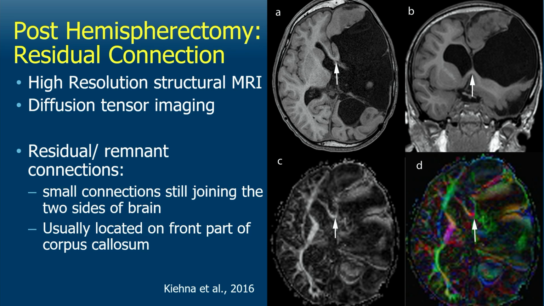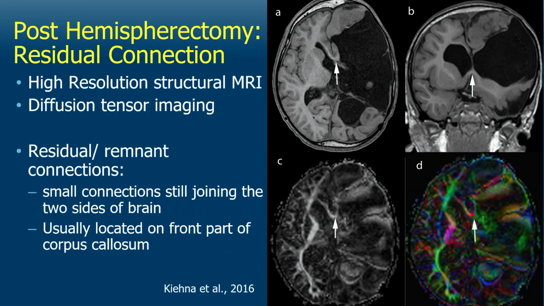The top two images are structural MRI in a child who has had hemispherectomy on the left side of the brain. The bottom two images are what we call FA maps that are acquired from diffusion tensor imaging. Both are done to look for small residual connections that are still joining the two sides of the brain, joining the bad half with the good half. They're typically located in the front part of the corpus callosum, and we'll review what the corpus callosum is.